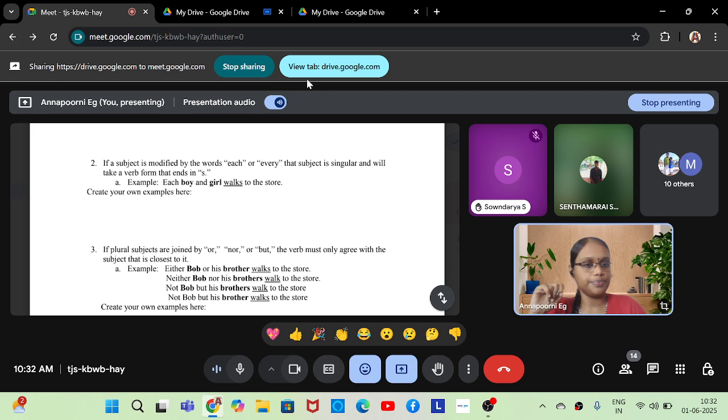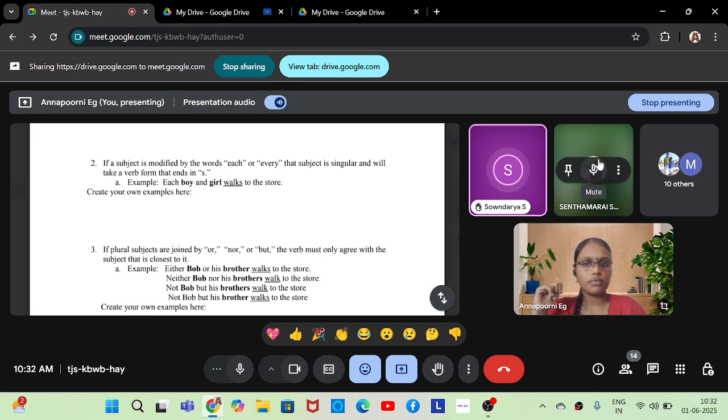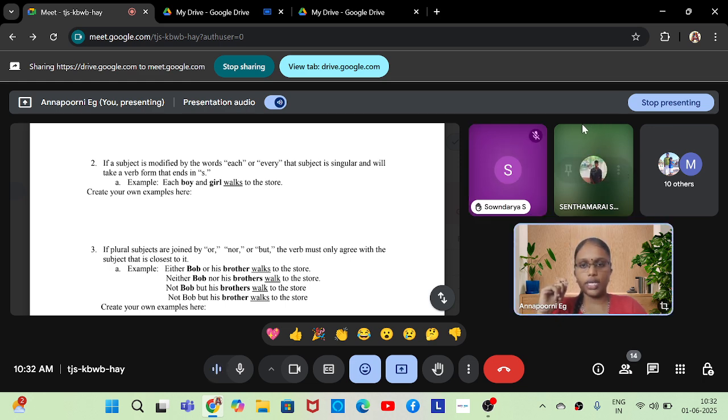Yes, Soundarya. Every woman and man gathers at Panchayat. Can you repeat please? It's not clearly audible. Soundarya, could you please come back again? Every man and woman gathers at Panchayat. It will not be every men and women. It should be every man and woman, singular. Yes, every man and woman gathers in the panchayat.